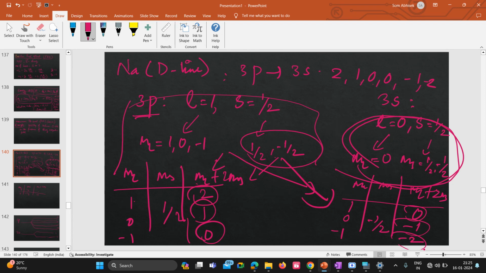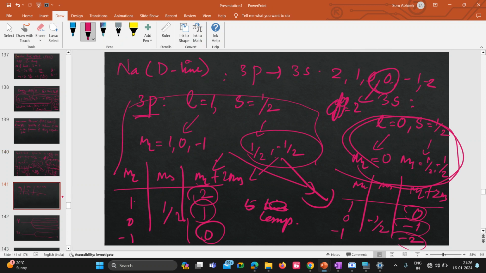Is it 6? No, it's 5. It's 5 lines. Okay, 5 lines splitting, 5 components. 5 components is just that one component has degeneracy 2. Because 0, 0, two values, so degeneracy is 2. But actually this is 5 components. Okay, so this is for 3p.